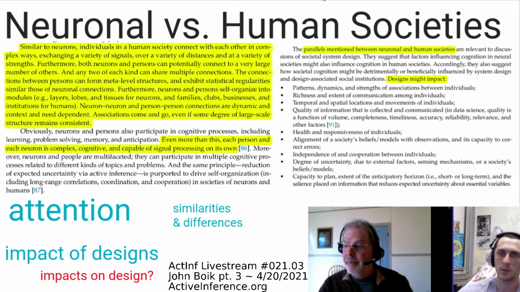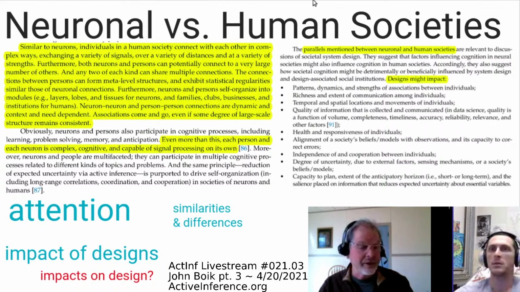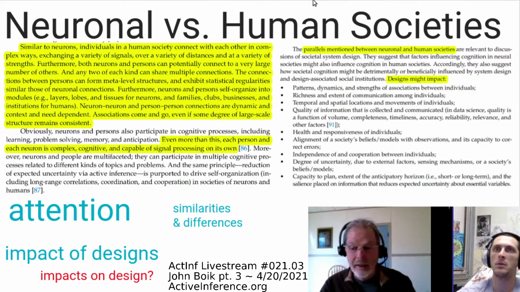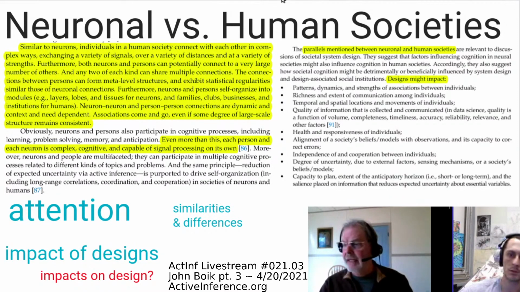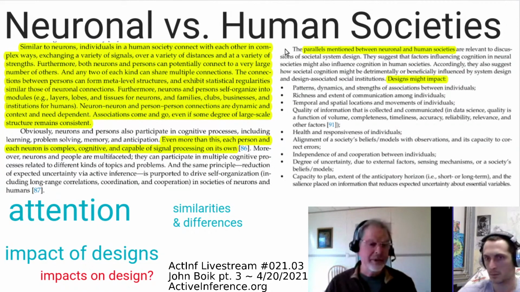Design might affect how independent and cooperative individuals are, as I mentioned a minute ago. It might also affect how deep the level of critical thinking is. How well does a community encourage critical thinking through education, norms, and other processes? Obviously, critical thinking is important in problem solving. You can't solve problems well if you're not doing critical thinking. And also the capacity to plan, the extent of the anticipatory horizon.